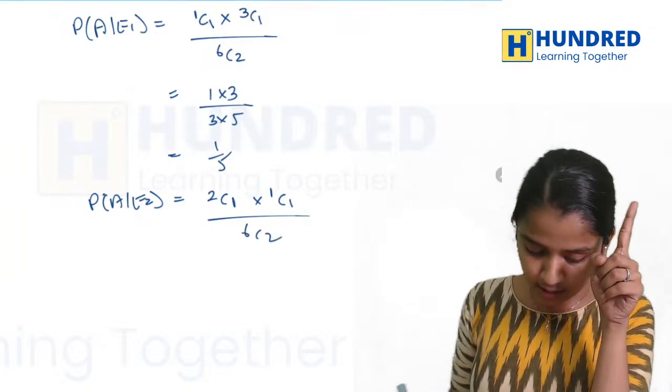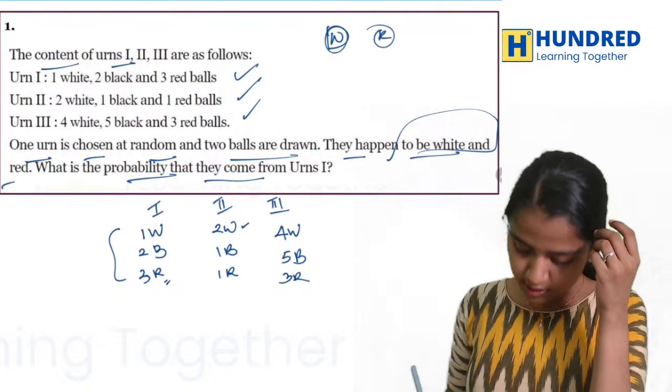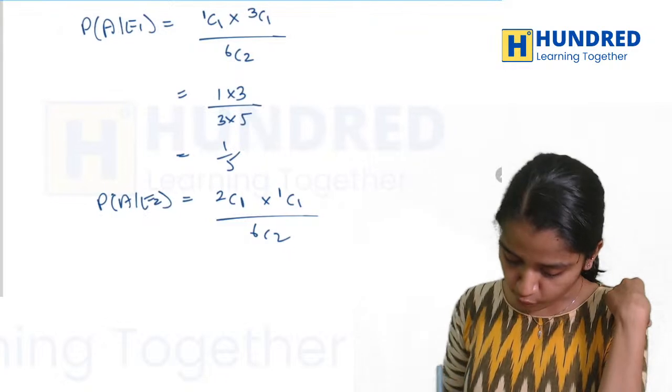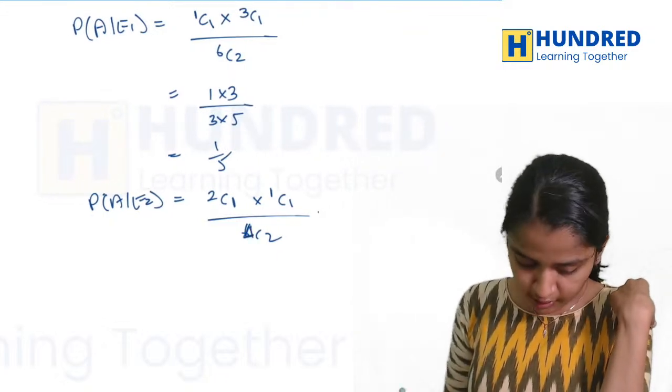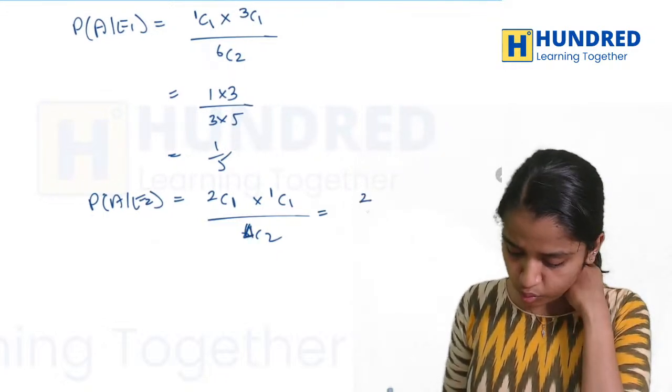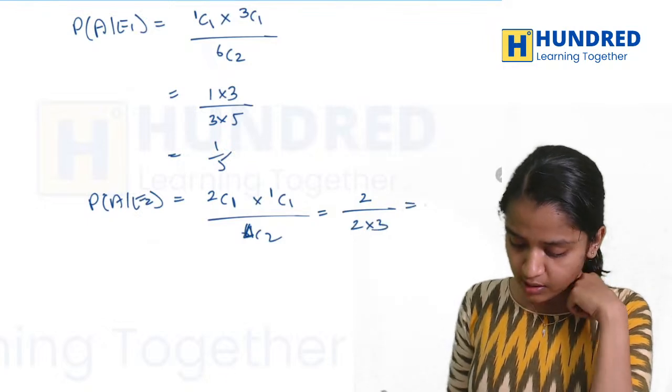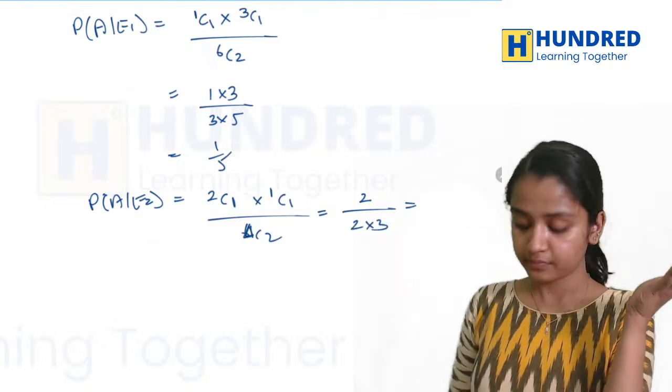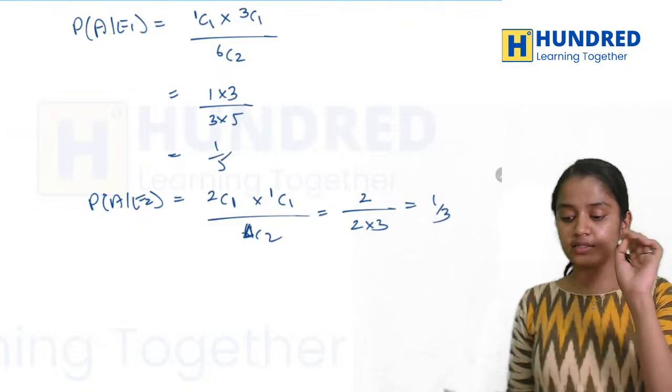6. How many are there in total? Only 4, so the total is 4C2. So what are you supposed to get? You will be getting 2 cross 3, which is nothing but 1/3. So in this way you will be getting it.